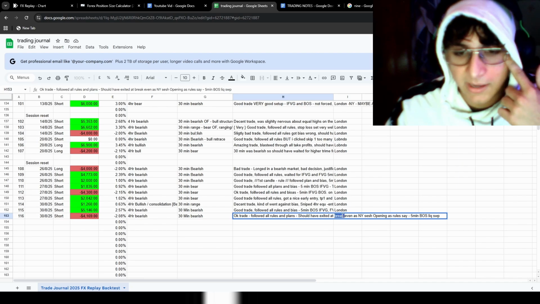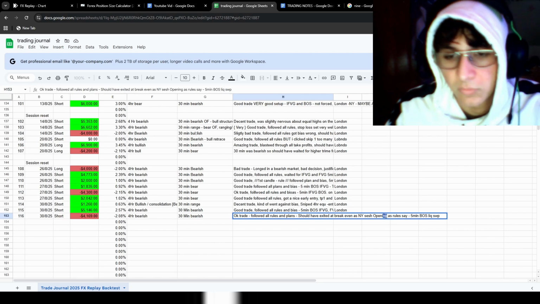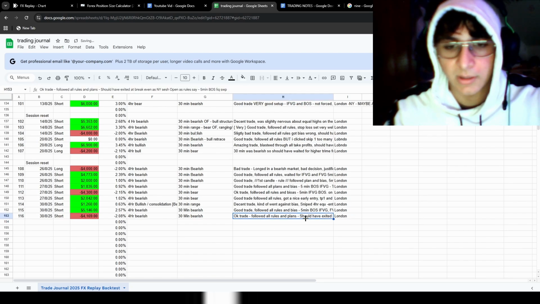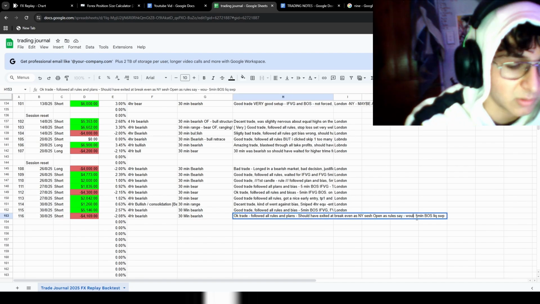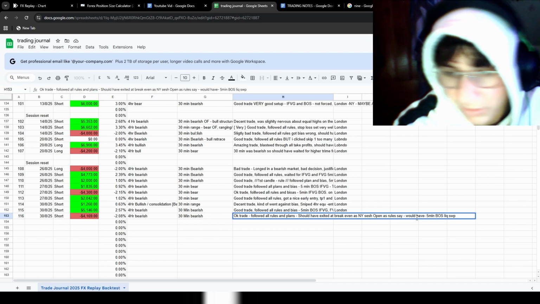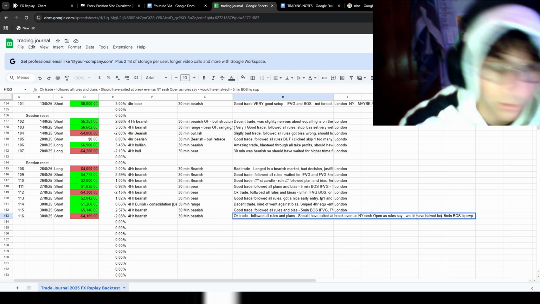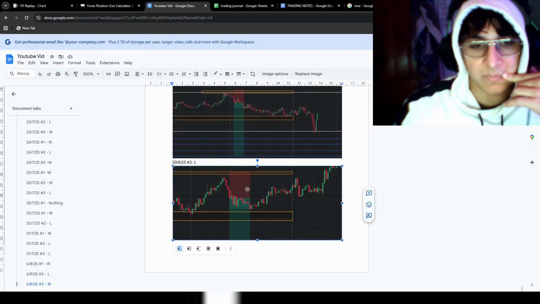We should have exited at break even at New York session open, as our rules say. We could have halved the loss. We entered on a 5-minute break of structure as well as a liquidity sweep. So yeah, those were our 3 trades, and here's the third one.